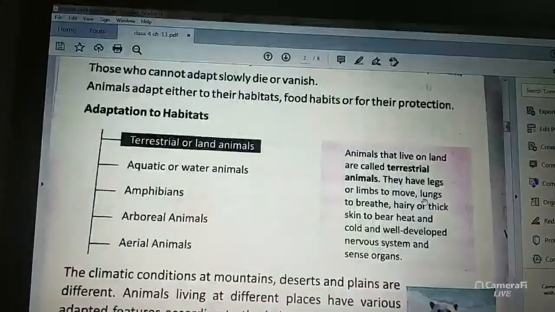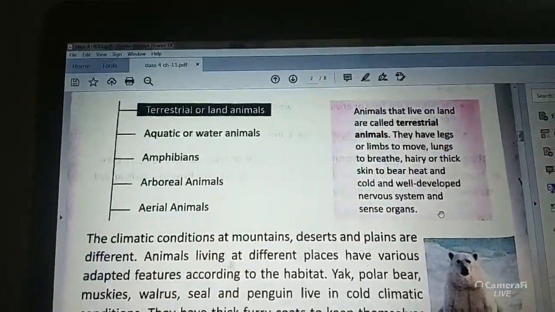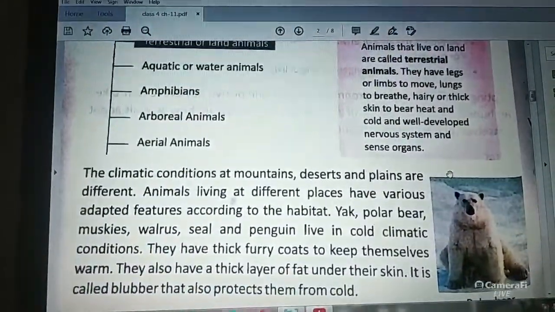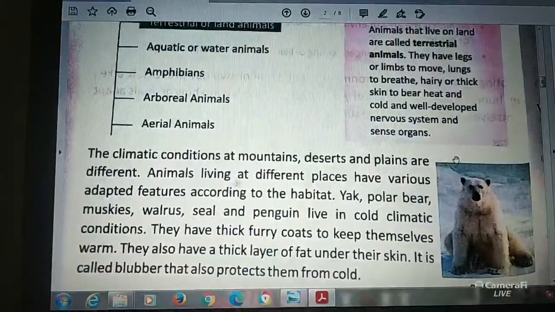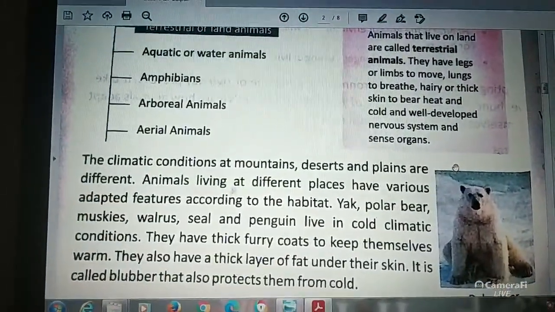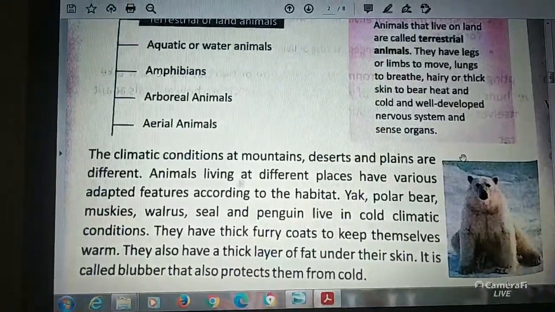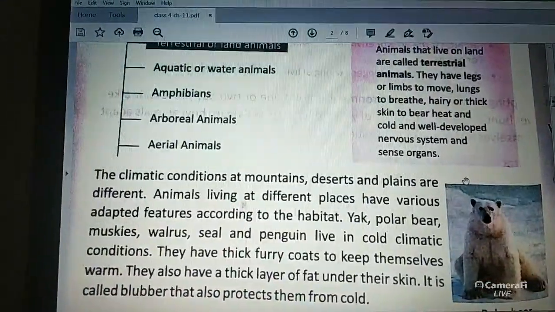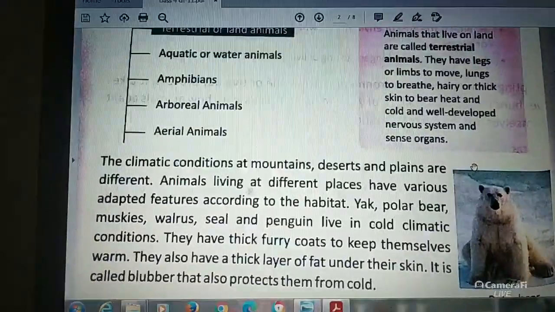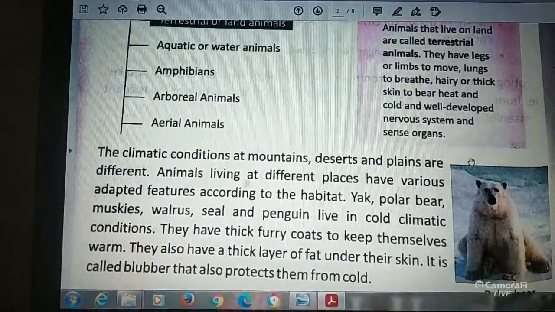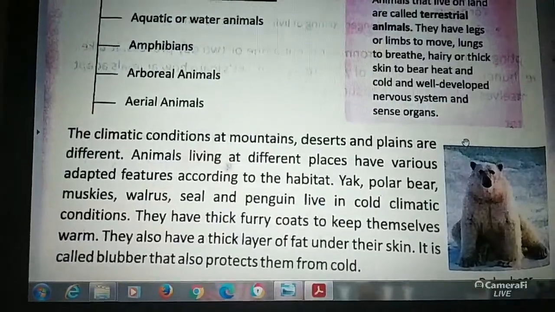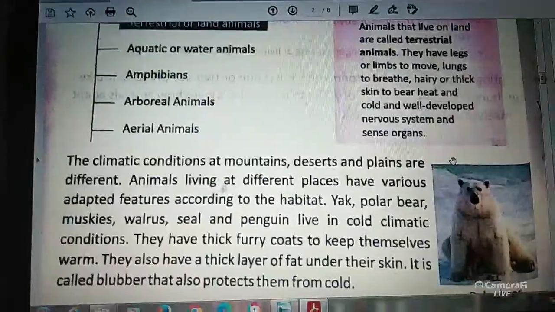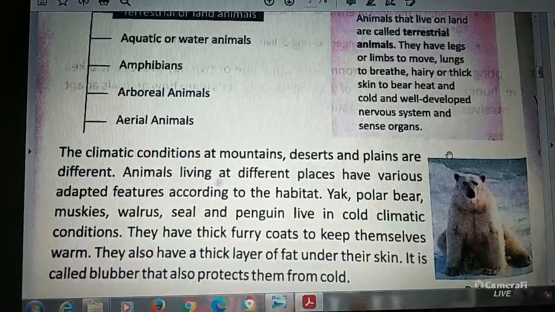Terrestrial animals have legs or limbs to move, lungs to breathe. The climatic conditions at mountain, desert and plains are different. Animals living in plains you can see, like cat, dog, but animals in the mountain region you have to read about. Animals living at different places have various adapted features according to the habitat.